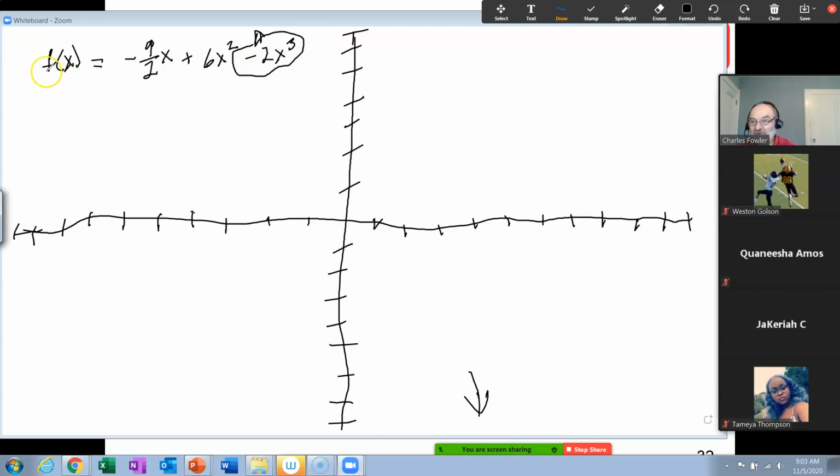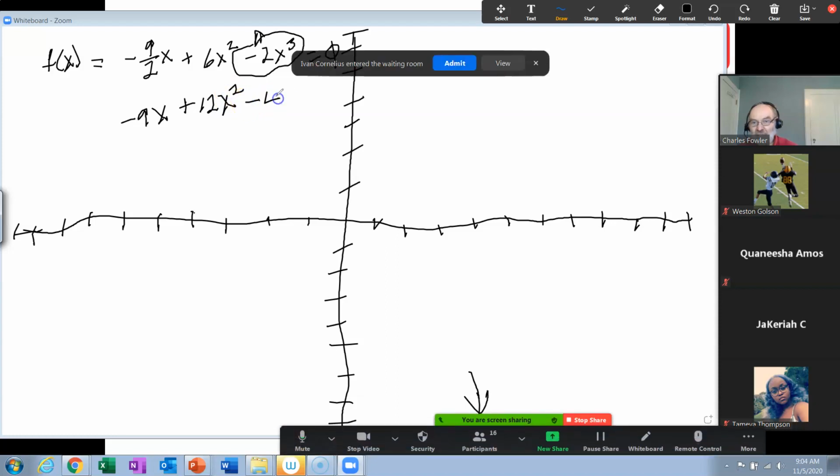And what's the zeros of the function? It's where the function is equal to 0. So set that equal to 0. Now once you do that, you don't have to worry about the 2 in the denominator anymore. You can multiply everything on both sides of the equation by a 2. And that would give you a minus 9x plus 12x squared and minus 4x cubed.